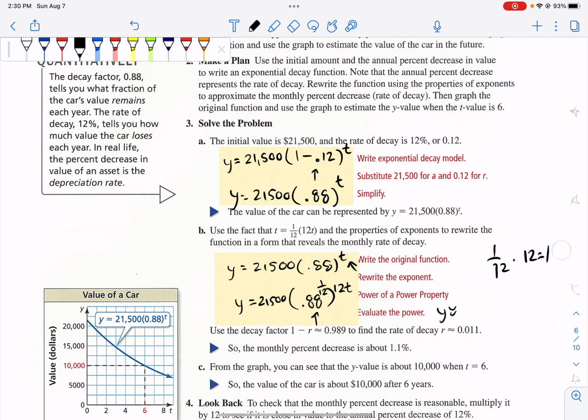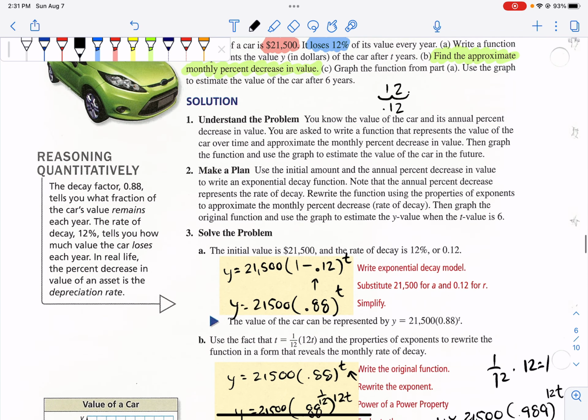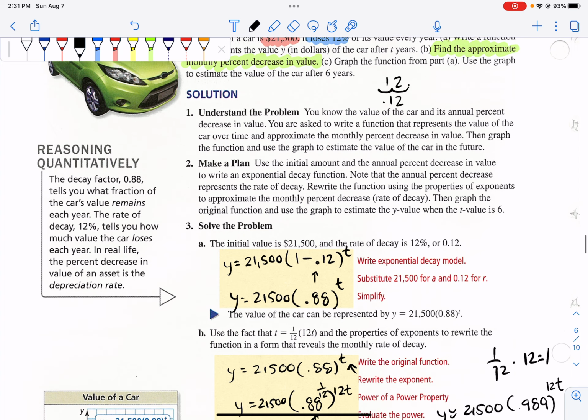So my y is going to become 21,500 times 0.989 raised to the 12t. So instead of t representing years, now t is representing what? Right? We turned it into months. So that's what the 12 did. We just took our problem and we turned it into months instead of years. So part C wants me to do what? Part C says, part B asked for our decay factor, right? Didn't it? It asked for something. Find the approximate monthly percent decrease.